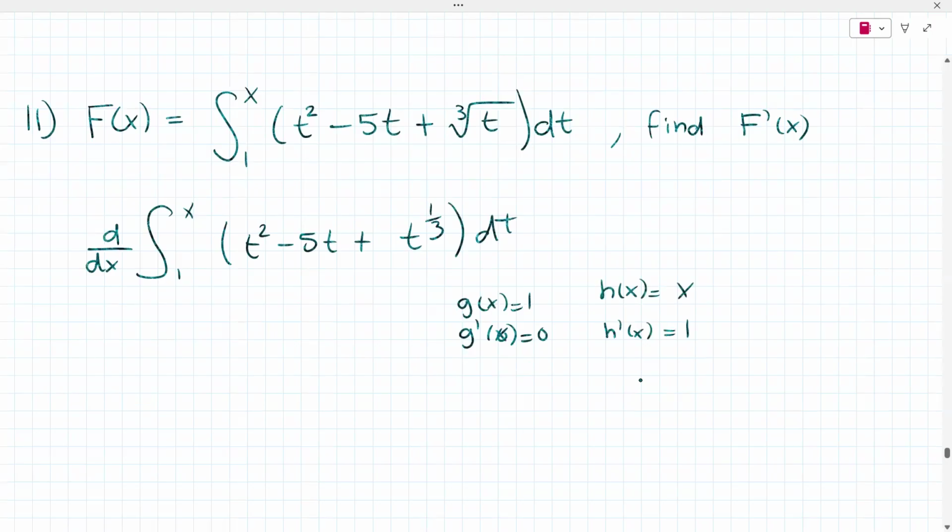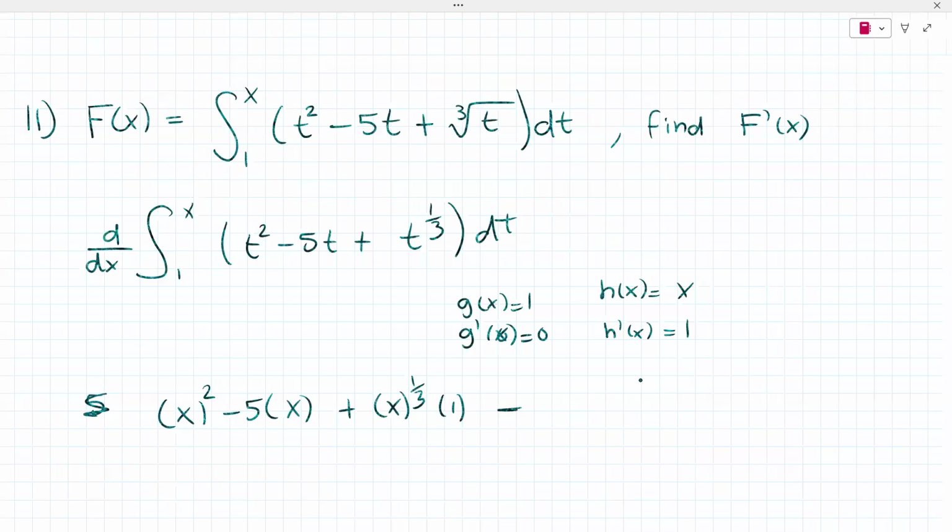Okay, so how do we do fundamental theorem part 2? You're going to replace t with h of x, right? So wherever you see t, plug in your h of x. So that's going to be x squared minus 5 times x plus x to the 1/3, times h prime of x, which is just 1.